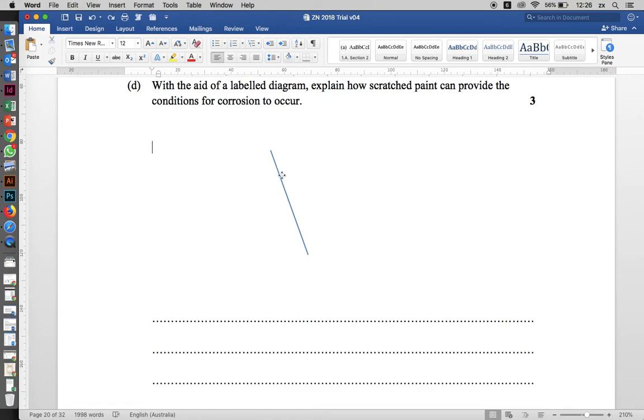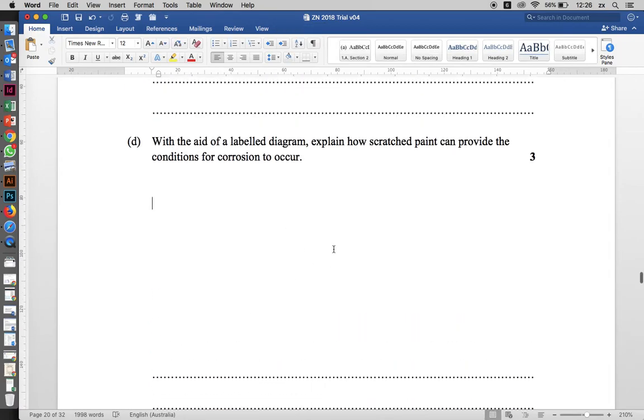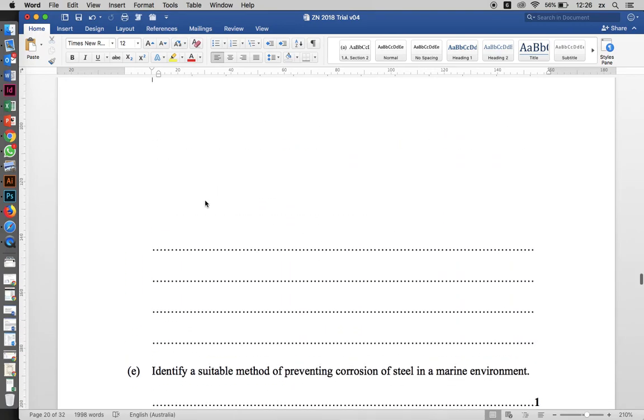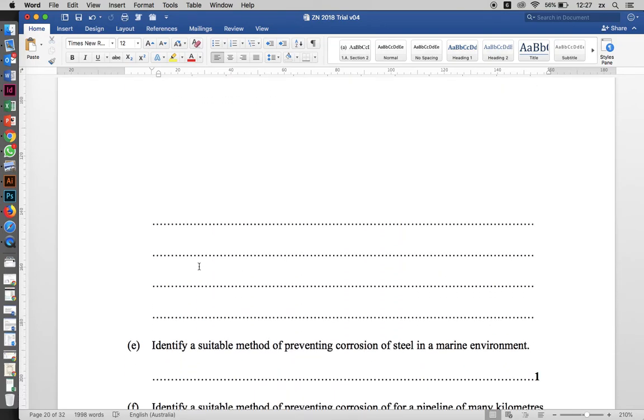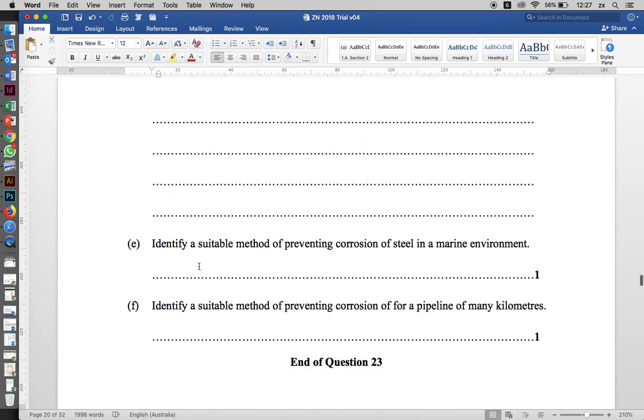Okay, I'm moving on. What I would do is once I've drawn this, I'd say high O2 is the cathode, low O2 is the anode, so it's going to rust at the bottom of the crack. That's pretty much what you're going to write here. At the top of the crack, you have a high concentration of oxygen, which forms the cathode. At the bottom, we have a low concentration of oxygen, which forms the anode. This creates a concentration cell, and it will rust at the anode.